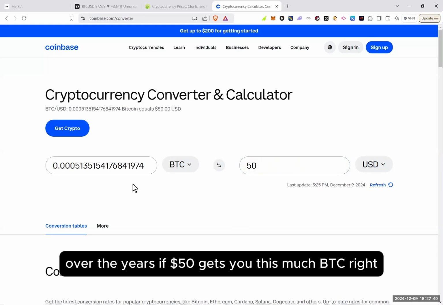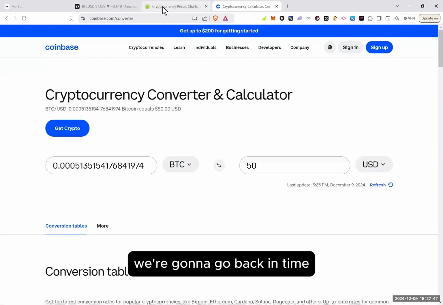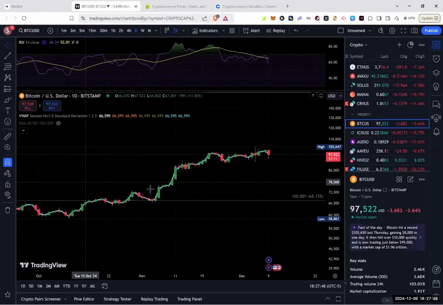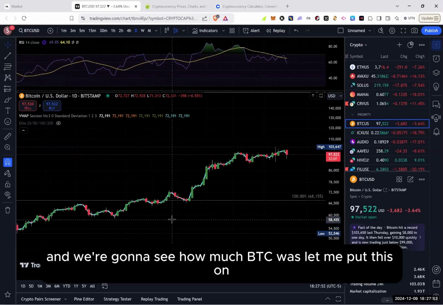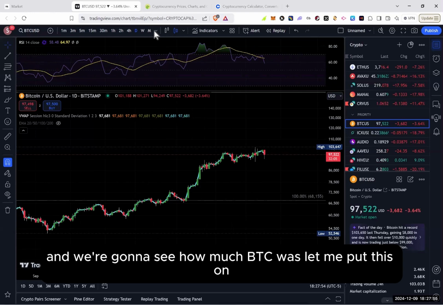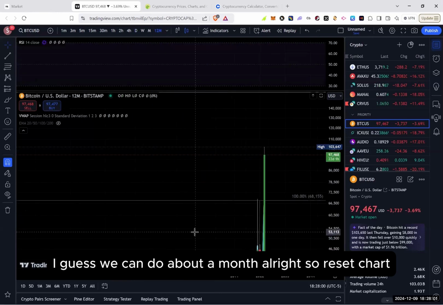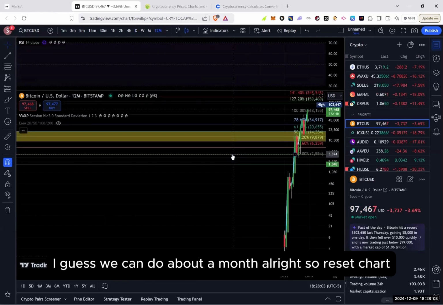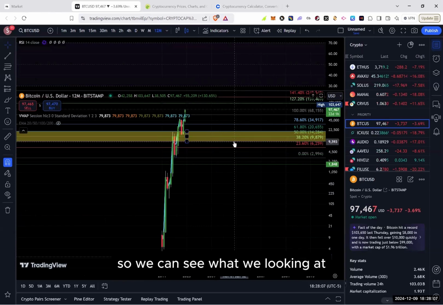Let me show you how we get priced out fast over the years. If $50 gets you this much BTC, we're going to go back in time and see what BTC was. I guess we can do about a month. All right, so reset chart. Take all this stuff off so we can see what we're looking at.